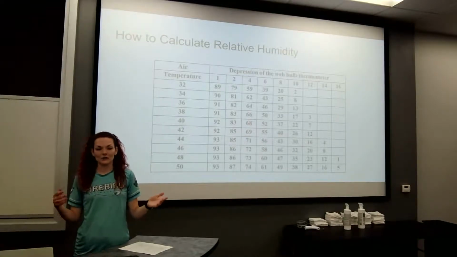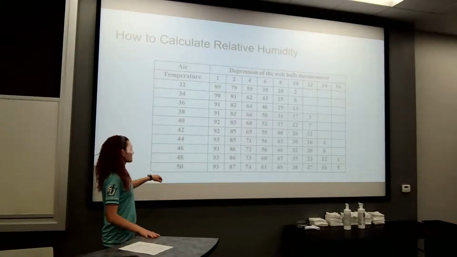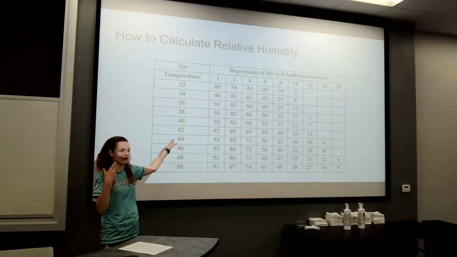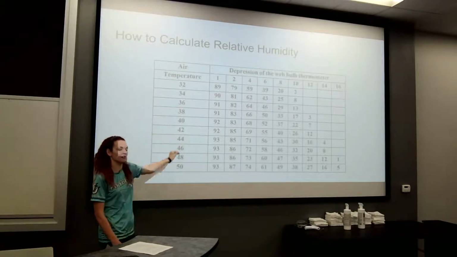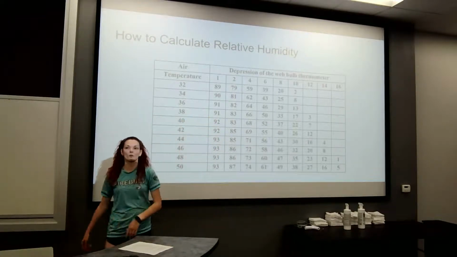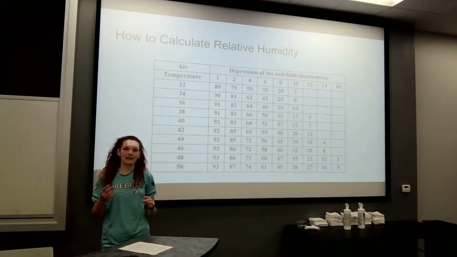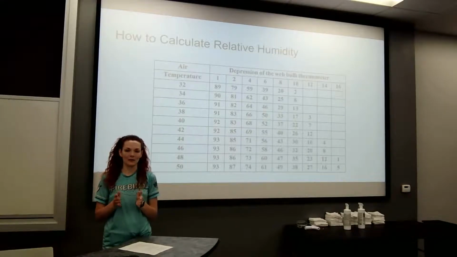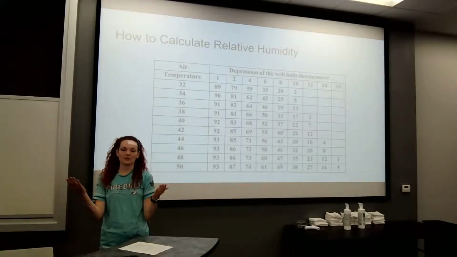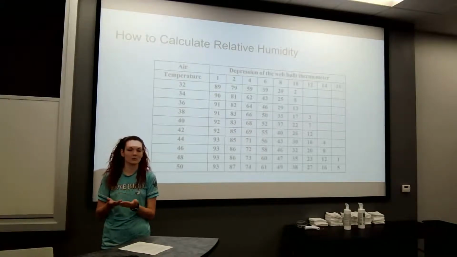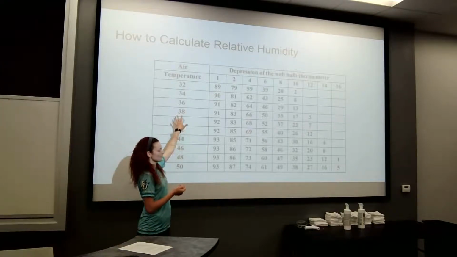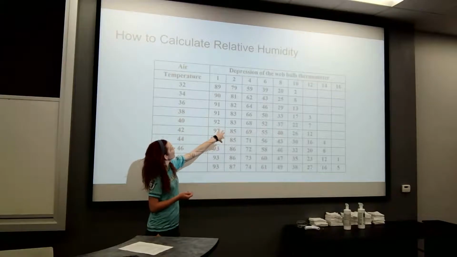Dry bulb is just the regular air temperature. The dry bulb is reading whatever the temperature is in the room you're in, or if you're outside, that's your dry bulb, the air temperature. And then this number across the top, the depression of the wet bulb, think of it as the difference between the two thermometer readings. Whatever the dry bulb says and whatever the wet bulb says, you subtract them. Then you'll use your dry bulb temperature to find what the relative humidity would be.